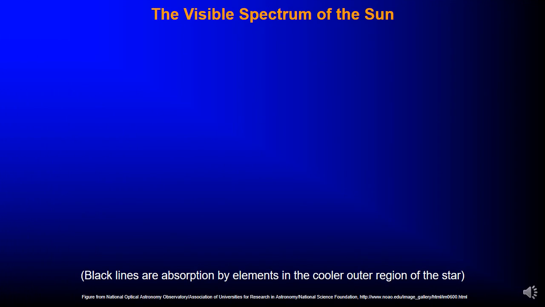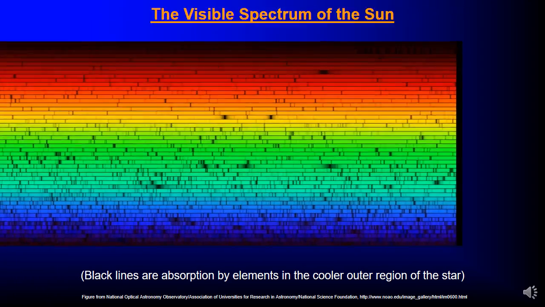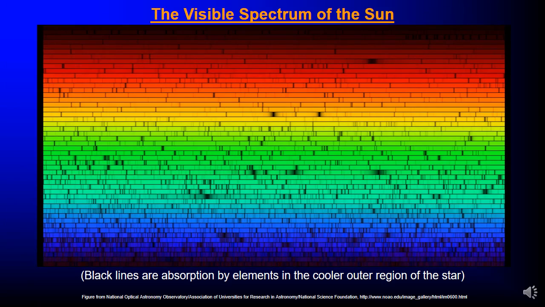The visible spectrum of the sun, as you can see it there. You realize the dark lines, the black lines, which were explained as the absorption by elements in the cooler outer region of the star.